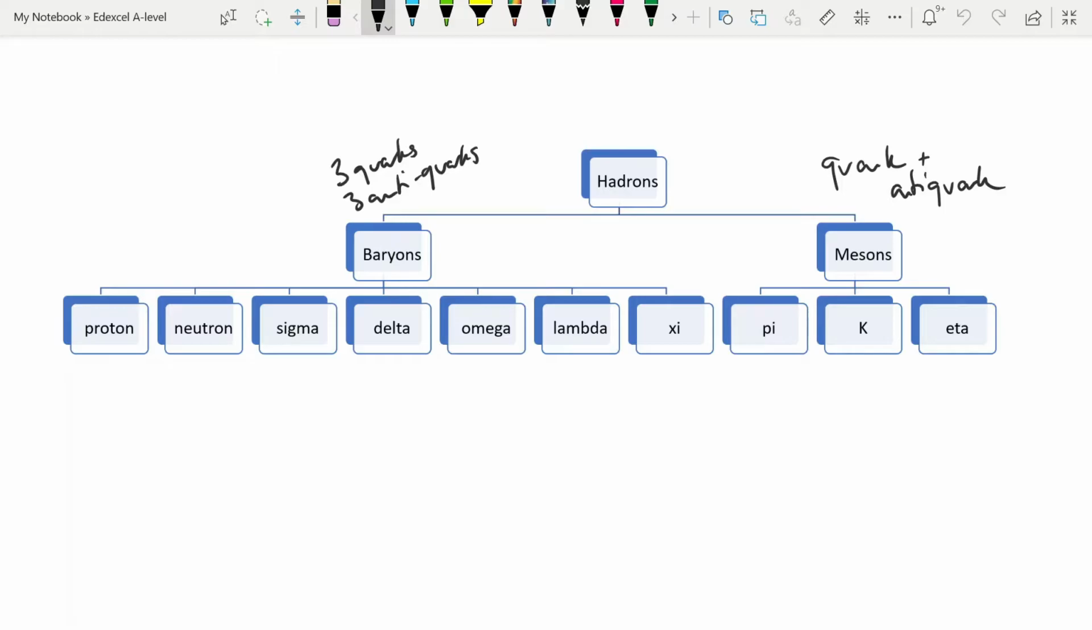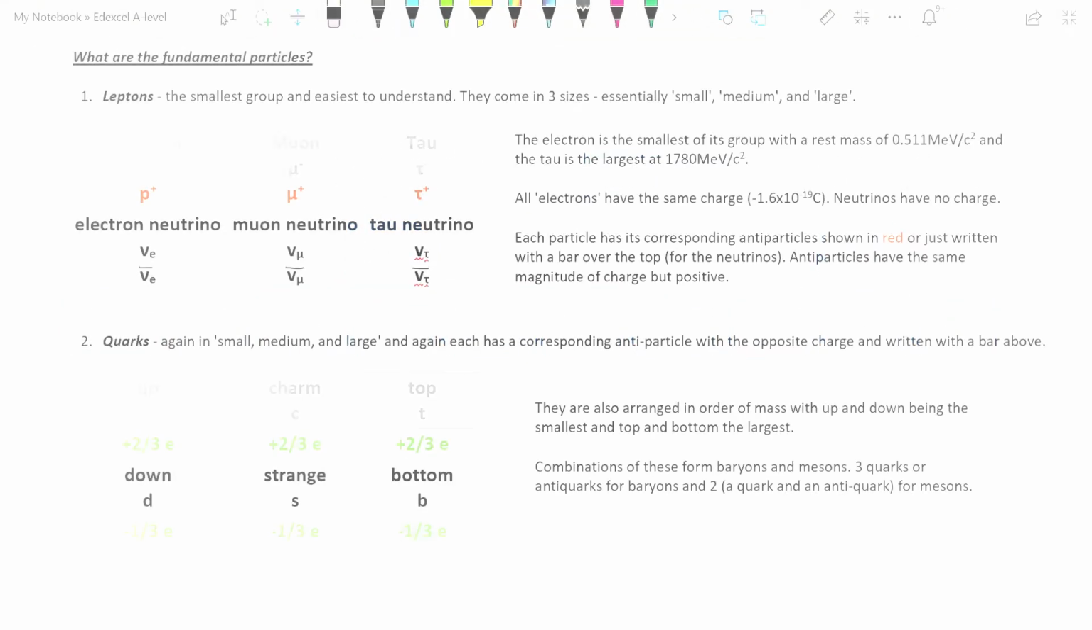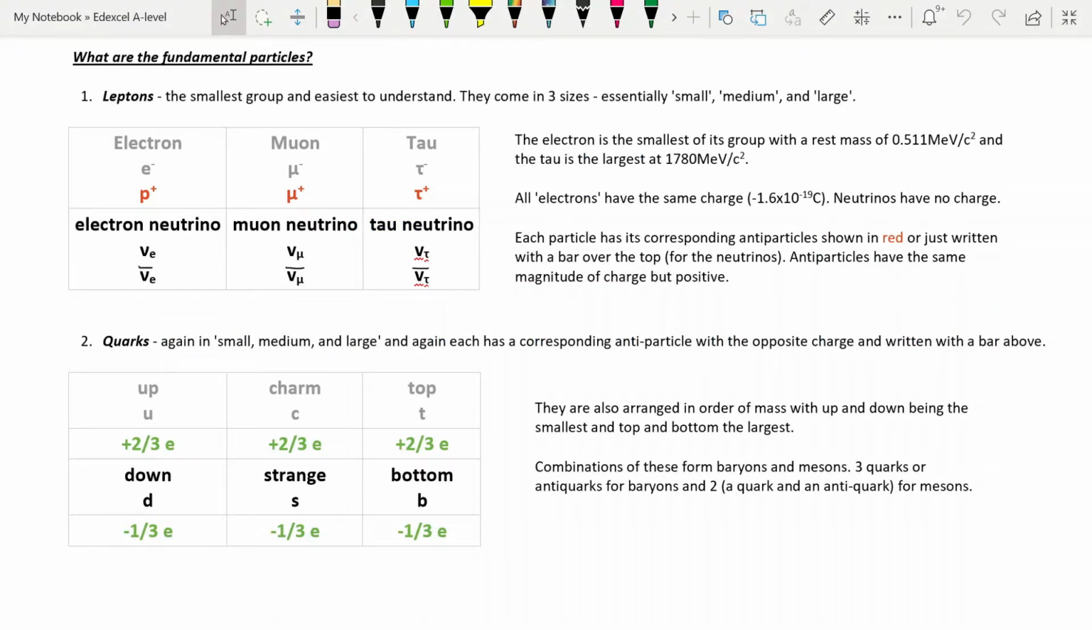Now, what are we talking about when we talk about these quarks? Well, here are the fundamental particles. We have our leptons that I mentioned before. This is the smallest group and the easiest to understand. We've got small, medium, large. This is the electron family up here at the top. So electrons we're very familiar with. Its antiparticle is a positron. That is the only antiparticle that was given its own name. It was the first one to be discovered. Once they discovered that everything had antiparticles, they gave up giving them specific names because they would just end up with an even worse situation than you had already.